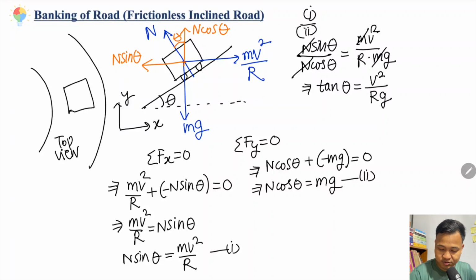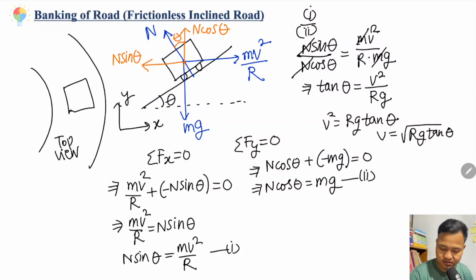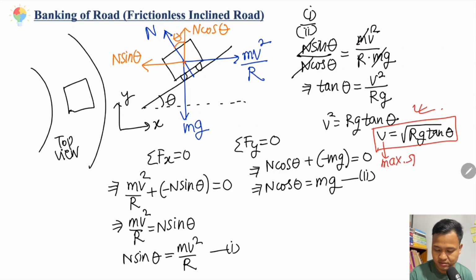So from here, what is v square? So v square is equals to rz tan theta. Okay, or v equals to root over rz tan theta. Okay, this is the maximum speed of the car for no sliding. Above root over rz tan theta there will be sliding. Okay, it's a maximum speed for no sliding.